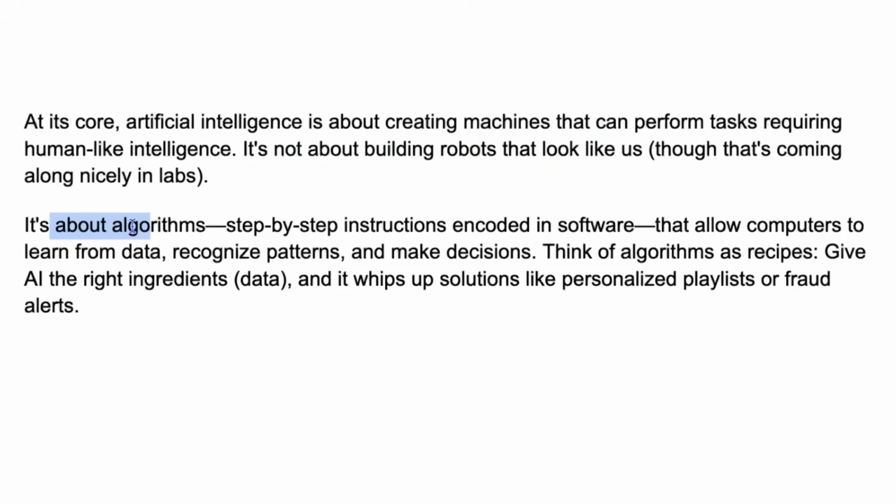There's also algorithms to think about. So this whole concept of AI is really about algorithms, which is a step-by-step instruction that's encoded in software. And these algorithms allow computers to learn from data, to recognize patterns, and make decisions. That's where the final piece of it comes in. And this is where a lot of people think that maybe AI will take over humanity. It's like, what if it starts making decisions on its own? And what if it starts taking over our lives and things like that?